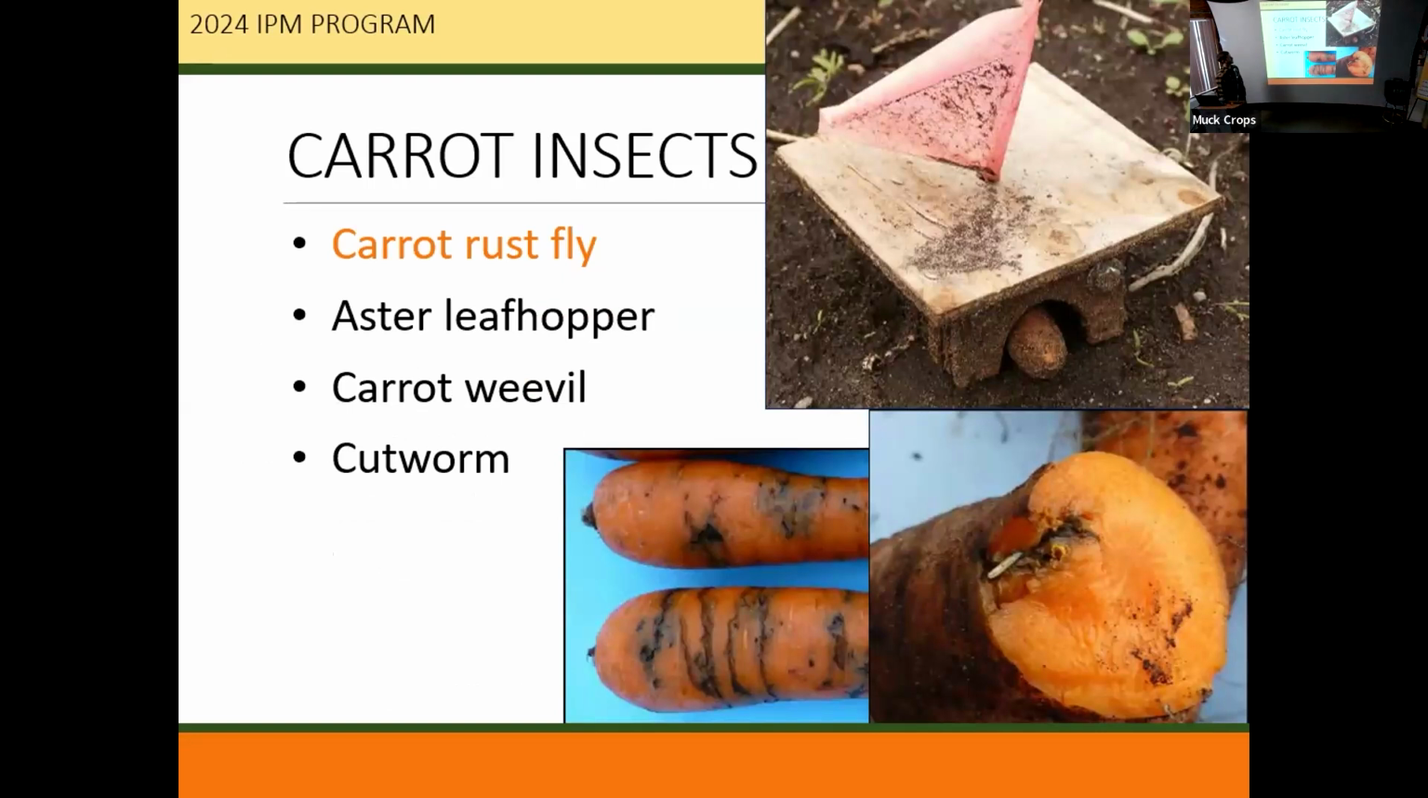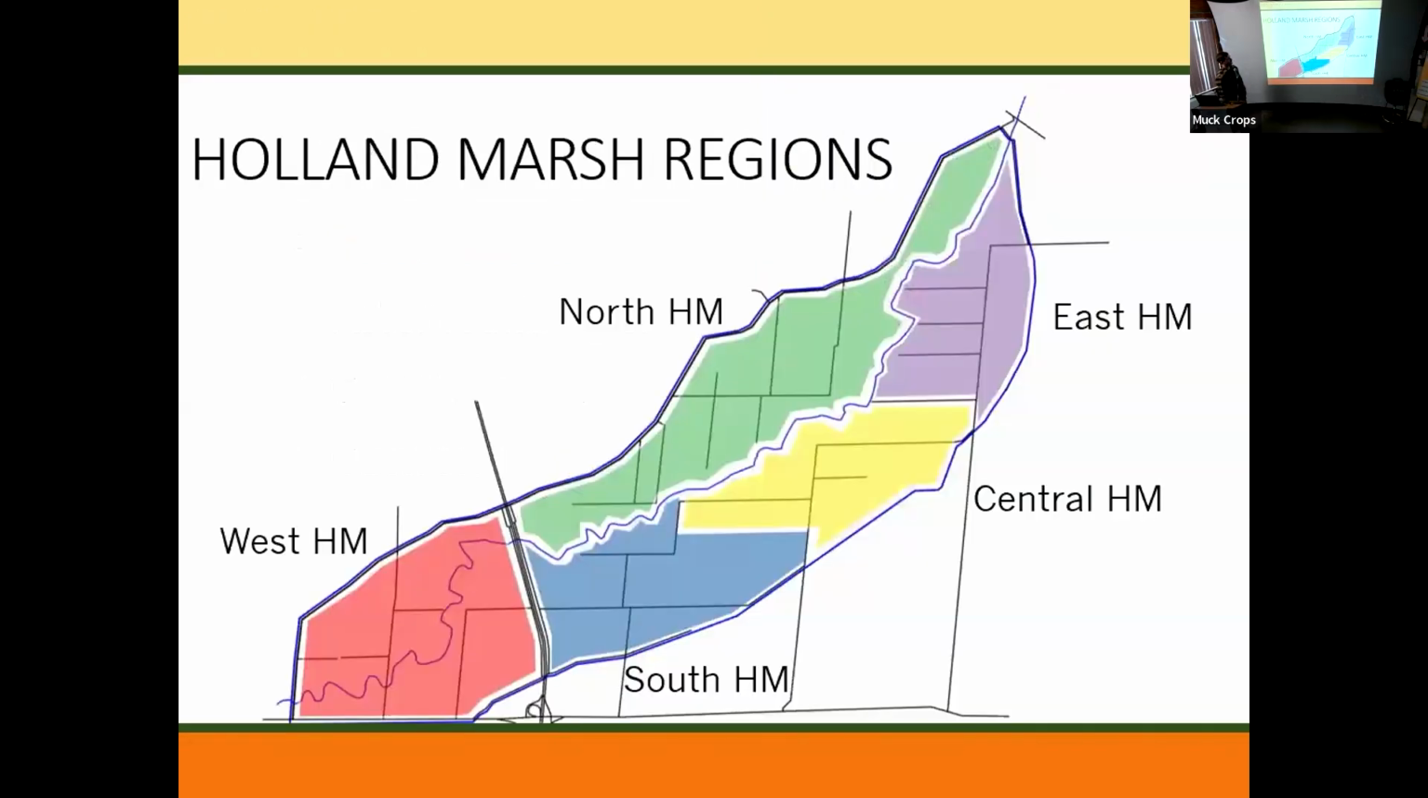Now for carrot insects, the main insect that we were dealing with last year was carrot rust fly. This small little larva causes lesions or damage similar to this throughout the field. We were also looking at aster leafhoppers, as I just mentioned. Interestingly, carrot weevil, something that we've really had to deal with for many years now, we're starting to see lower and lower pressure, which is great. And also a little bit of cutworm here and there.